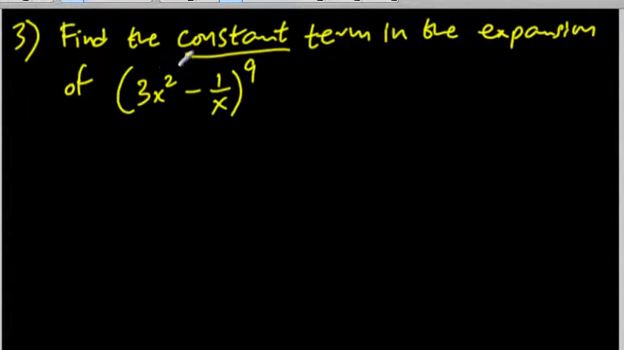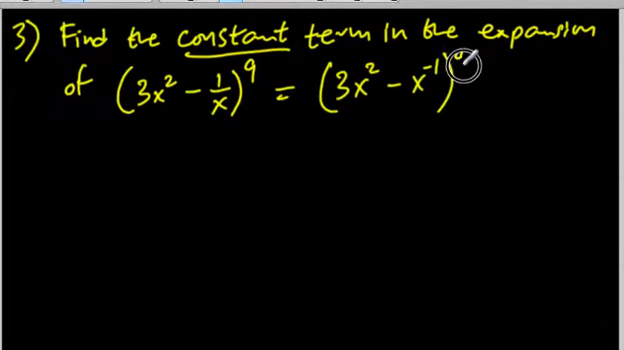Whenever you see something like this with 1 over x, a good thing to do is convert it into x to the power of something. So another way of writing this is 3x squared minus x to the power of negative 1, because x to the power of negative 1 is 1 over x. So really we're going to be playing with this, not with that. They're equivalent, but it's easier to use this than anything else. So how do we do this?